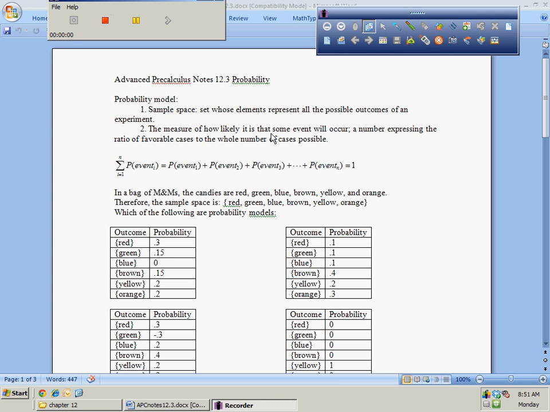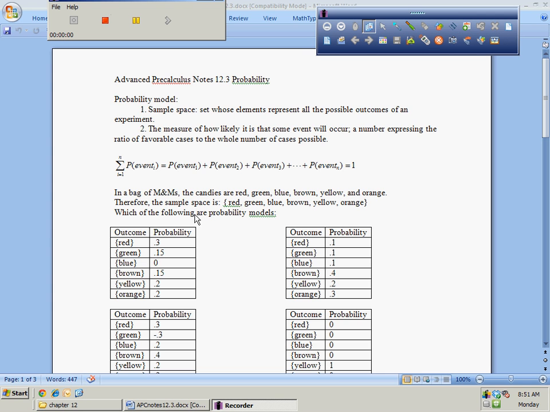Probability is the measure of how likely it is that some of them will occur, a number expressing the ratio of favorable cases to the whole number. So sample space is what things could happen, and the probability is the likelihood that one of those things will happen, okay? You don't really have to know this formula, except that probability can never be bigger than 1, and it always has to add up to 1, right?